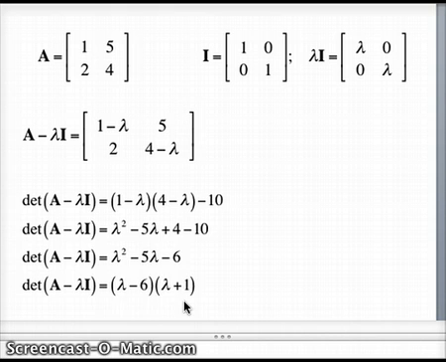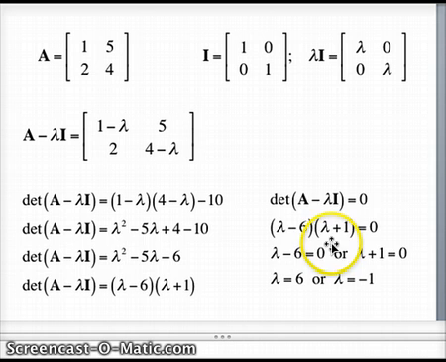Now to find my eigenvalues, I've got to set the determinant of A minus lambda I equal to 0. So if that's the case, lambda minus 6 times lambda plus 1 has to be 0. Lambda minus 6 is 0, or lambda plus 1 is 0. So I have found my eigenvalues, as we saw earlier, eigenvalues of 6 and negative 1.